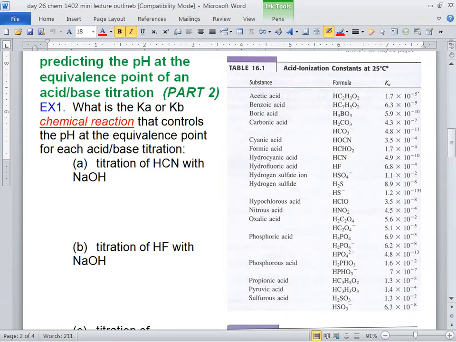And let's see if we're all on the same page here. So I'm giving you a titration, and I want to know what is the Ka or Kb reaction that's going to dominate, that's going to control the pH. So let's start with Kendall here. I'm titrating HCN with NaOH. So Kendall, are we going to write a Ka or a Kb reaction?